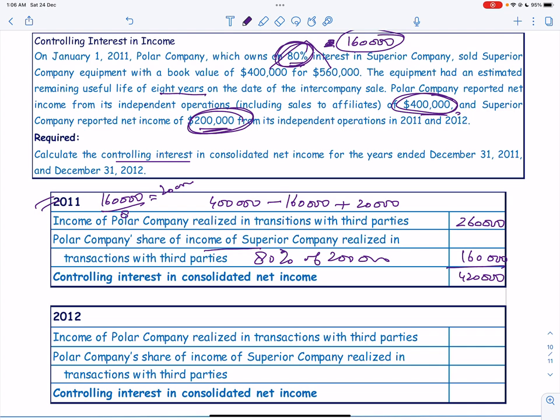Then for the year 2012, again the income of P company realized in transactions with the third parties is 400,000, plus the excess depreciation charge, so that makes 420,000, as in the second year there is no intercompany profit to be subtracted. To this we add Polar Company's share of Superior Company income realized in transactions with the third parties. Once again it is 80% of 200,000, so that is 160,000, and the total will be 580,000. So this completes the problems on elimination of unrealized profit on intercompany sales of depreciable fixed assets.